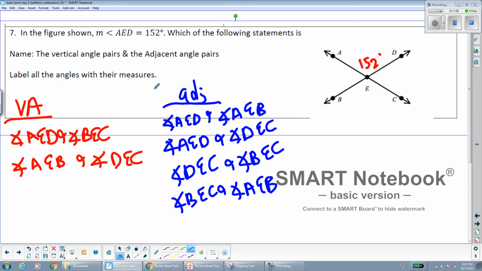The last thing we need to do is to label all of the angles here with their measurements. So since vertical angles are congruent, angle BEC should be 152 degrees as well. And to find the other two angles, since this angle and this angle are supplementary and this angle and this angle are supplementary, let's just do 180 minus 152 degrees to find the missing measurement for both of the angles. Both of the remaining angles are going to have the same measurement because they are vertical angles, which are always congruent. And I got 28 degrees for both of these angles.